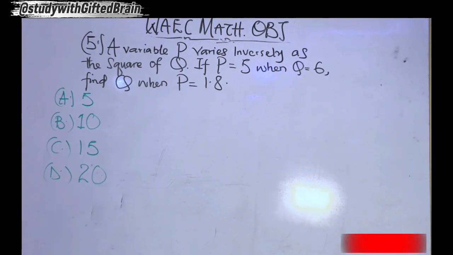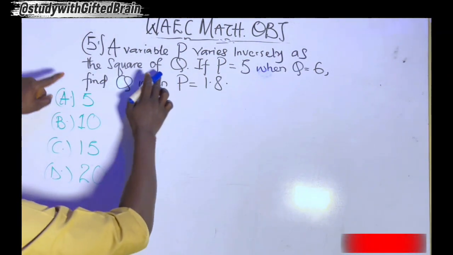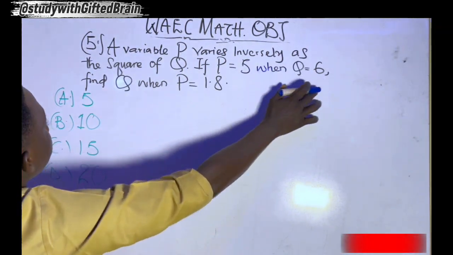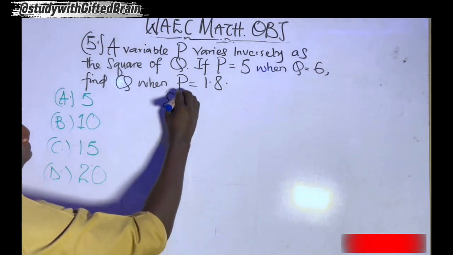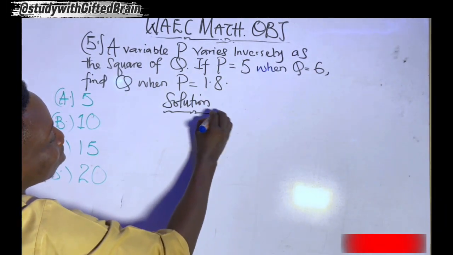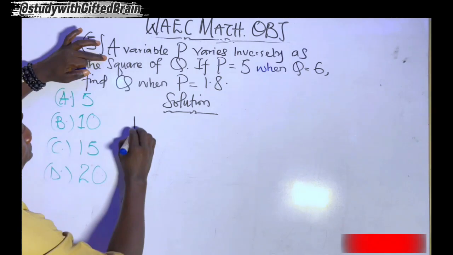In today's video, we are going to be looking at this question. It says a variable p varies inversely as the square of q. If p equals 5 when q equals 6, find q when p equals 1.8. We all know that this is a WAEC past question on inverse variation.